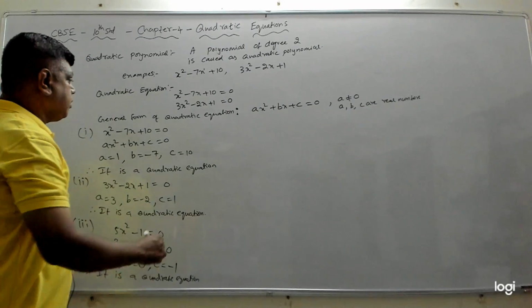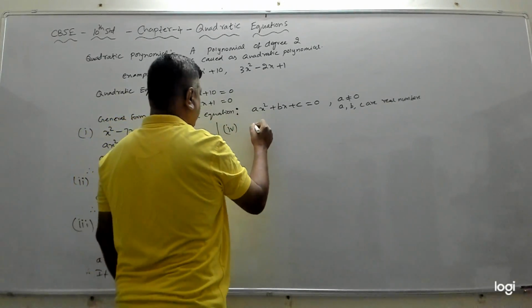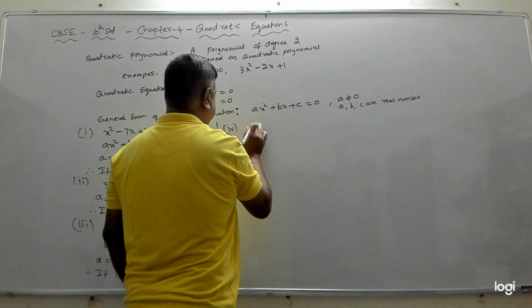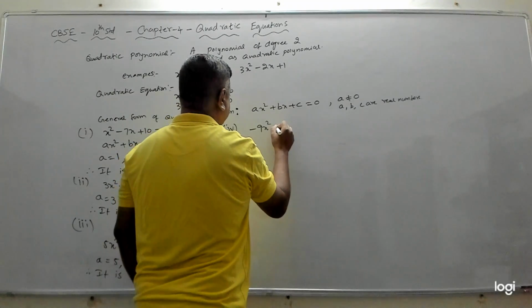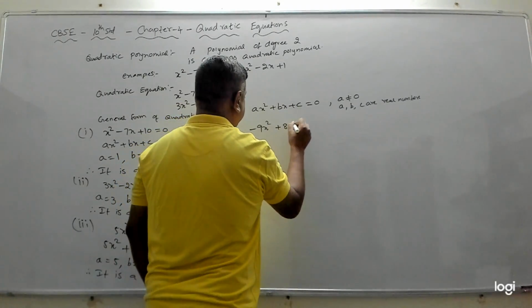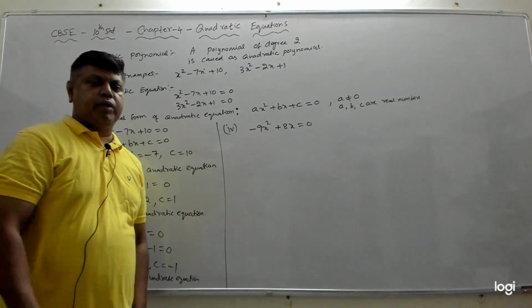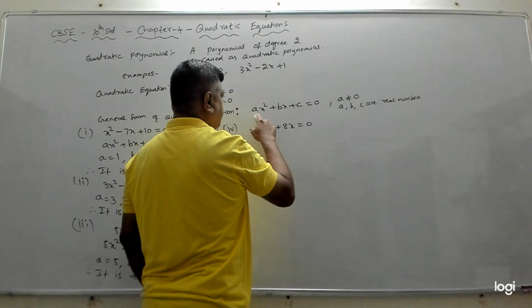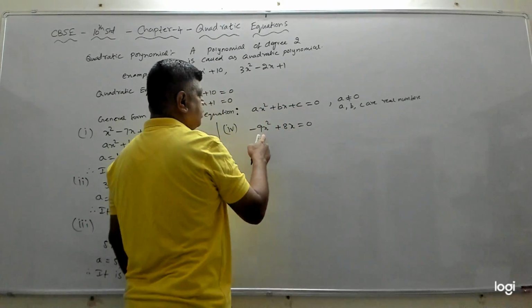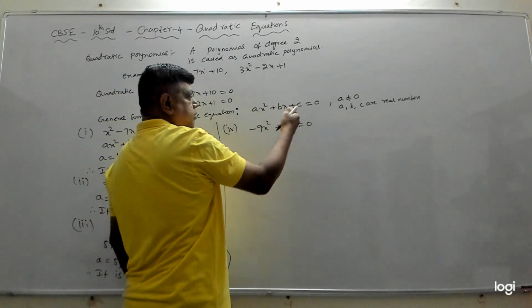Right? Now let's take another example, example 4. Suppose I have minus 9x square plus 8x equal to 0. Now the question is, is it a quadratic equation? If this has to be a quadratic equation, it should be in this form, ax square plus bx plus c equal to 0. It is not in this form because it has only 2 terms, but it should have 3 terms.